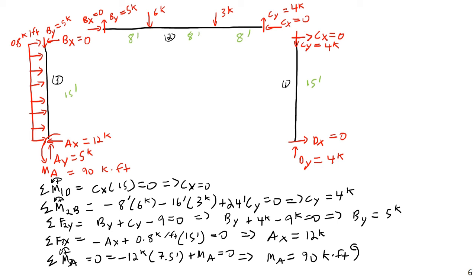Yes? Could you get the moment around B and get the same answer? Okay, the question, are you talking like on object 3 here? Yeah. Okay, on this column here. The question was, to get MA, if I did a moment about joint B, would I get the same answer? Yes, you absolutely would. If you did it right, of course.